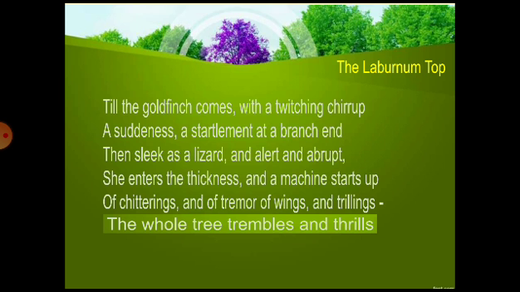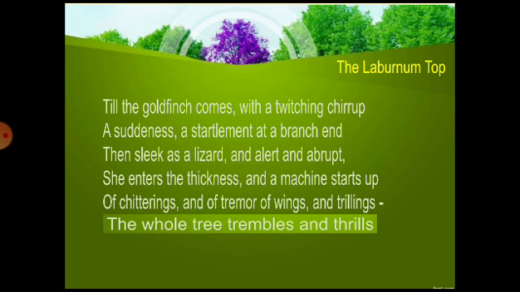In the next stanza, the poet says, "Till the goldfinch comes with a twitching chirrup, a suddenness, a startlement at a branch end. Then sleek as a lizard and alert and abrupt, she enters the thickness, and a machine starts up, of chitterings and of tremor of wings and trillings. The whole tree trembles and thrills."